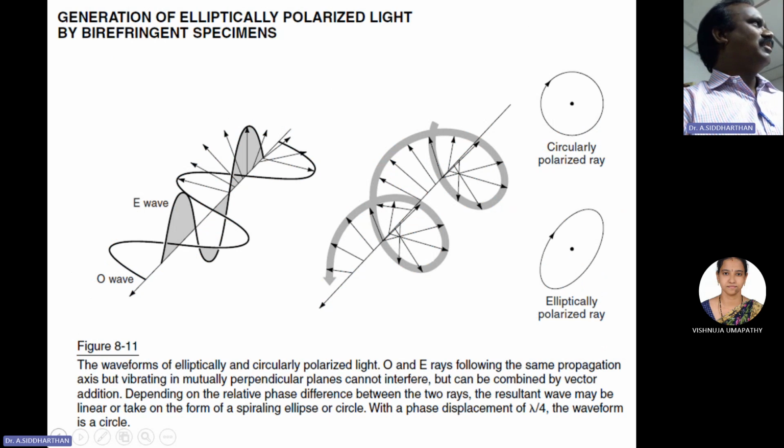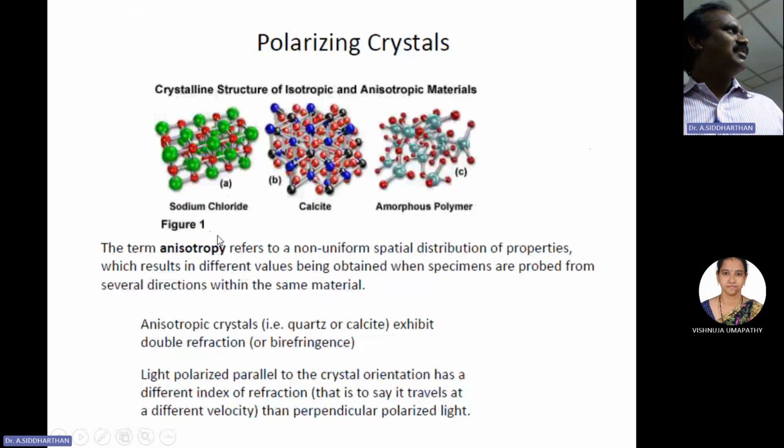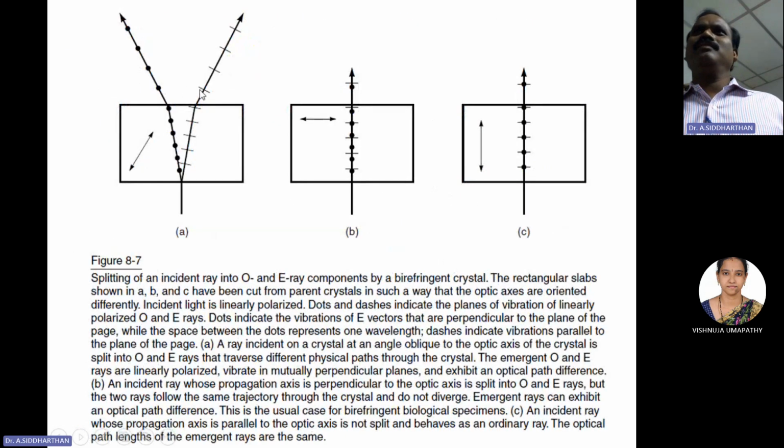I asked you whether there is any other polarization. We talked about only plane polarization. Any other polarization? Circularly and elliptically polarized. Now, how do you get it? This is plane polarized light. The E and O components are represented as two different waves which go to the crystal.